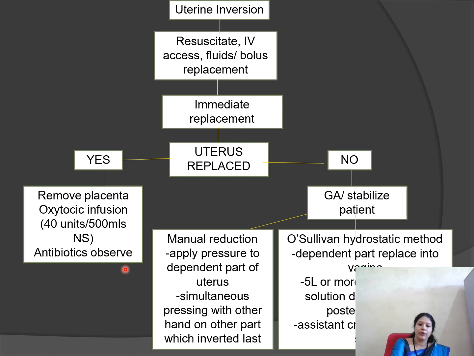But if you are not able to replace it back, after stabilizing the patient, you can take measures for replacing the uterus back into the position. For that, manually by using the hand you can try for that. Otherwise, you can use the O'Sullivan hydrostatic method. We can see how to do the manual method and how to do the O'Sullivan hydrostatic method in the subsequent slides.